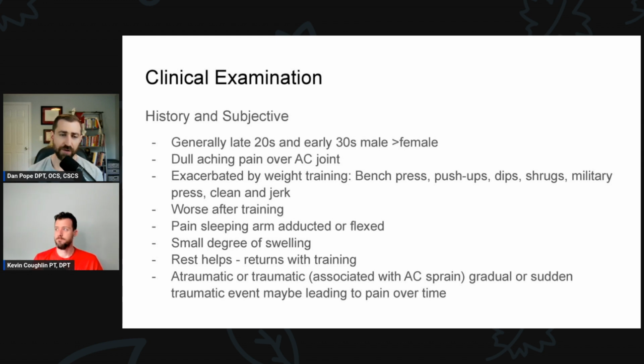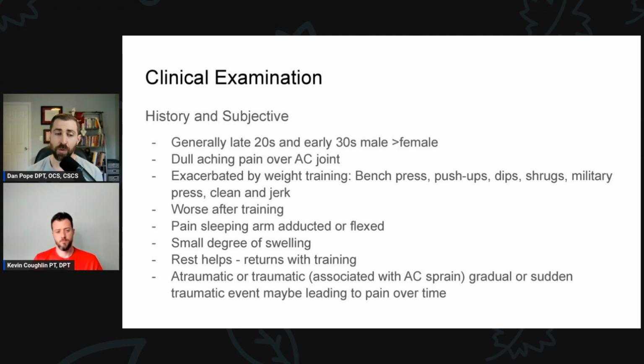Typically it feels worse after training. These folks feel pretty dang good throughout their regular life. It's just that when they go to the gym, it hurts. Okay, that's pretty common for them. If they stop weightlifting 100%, they probably feel pretty dang good, right? This is often something that creates pain while sleeping, which is similar to a lot of other shoulder problems. So make sure you do your due diligence from a differential diagnosis perspective.